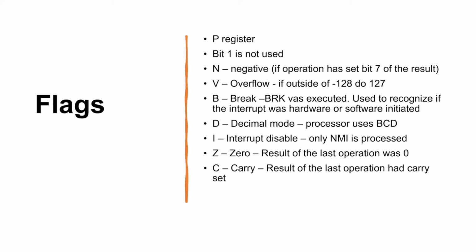performed. There is a bit called B, or break, and this means that the break command was executed, and we usually use it to be able to recognize if the interrupt was hardware or software based. If the interrupt was done by the software, we're going to see a B here, so B is going to be set. If the interrupt was hardware based, so it was initiated by the outside hardware, the B is not going to be set. We are going to be talking a little bit about this later when we go and deal with the assembly language.